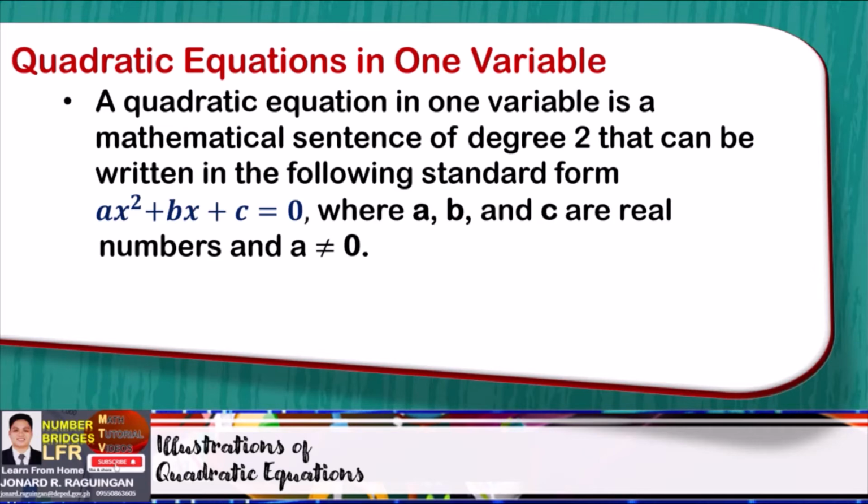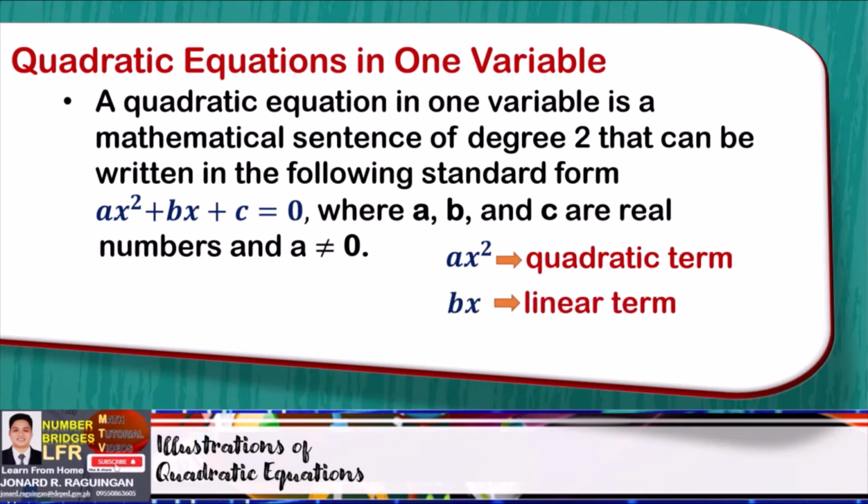What will happen if a is equal to 0? Very good. It will become a linear term. So, a must not be equal to 0. In ax squared plus bx plus c is equal to 0, ax squared is what we call the quadratic term, bx is what we call the linear term, and c is what we call the constant term.